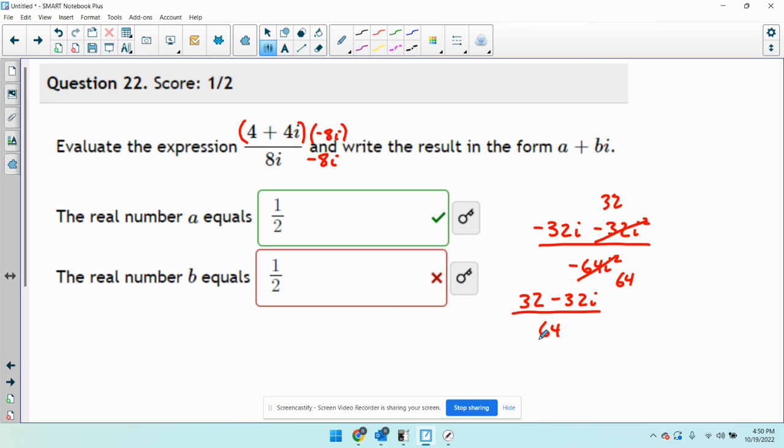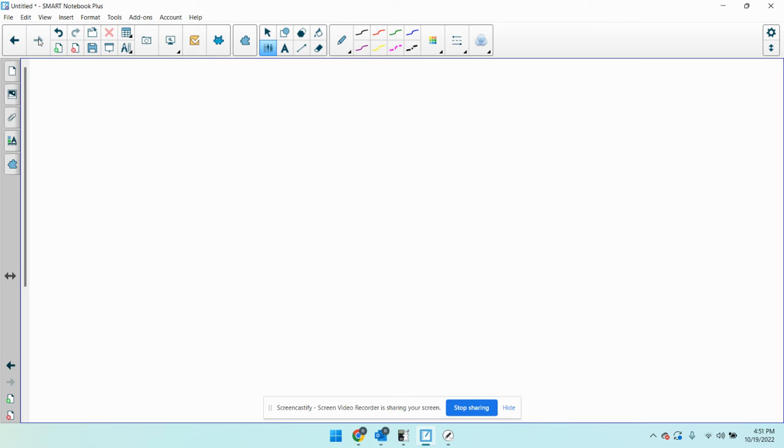So the real part is 32 over 64 minus 32i over 64. So the b just has to be negative. You just dropped the negative sign. And that's it.